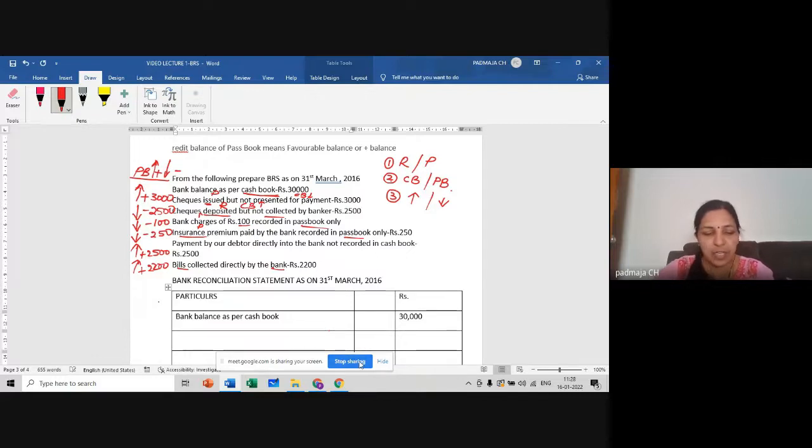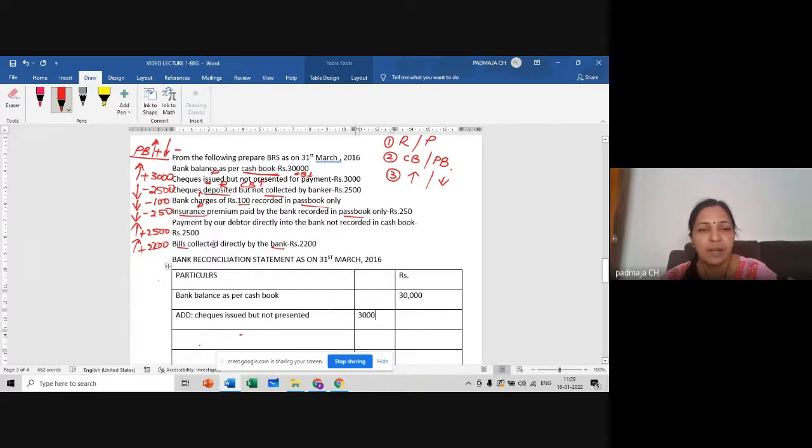Next, what are the add items we have? The first item is an add item. So let us go with the add items. Check issued but not presented. Is it an add item or not? As I told you, a payment recorded in cash book will decrease the balance in cash book. In passbook, it increases. So we need to add. What other add items are there, guys?